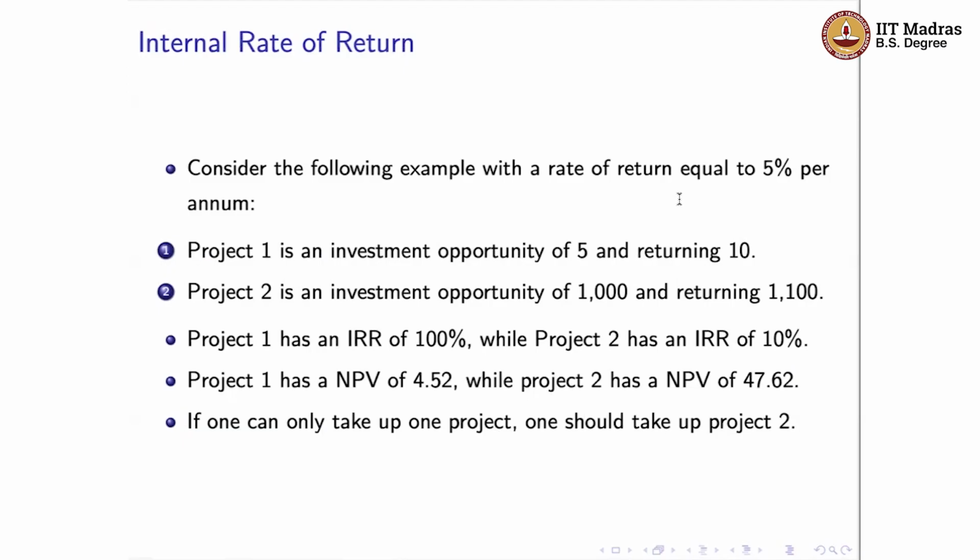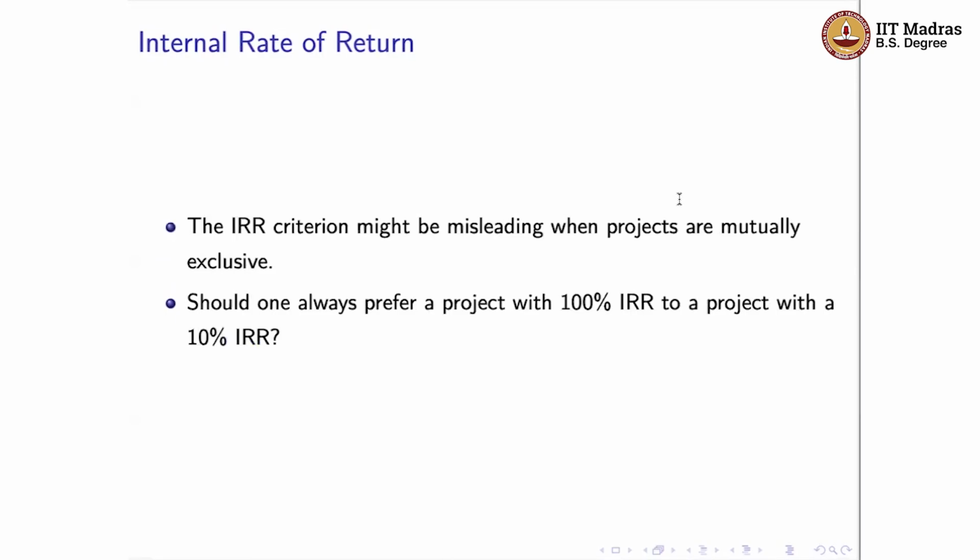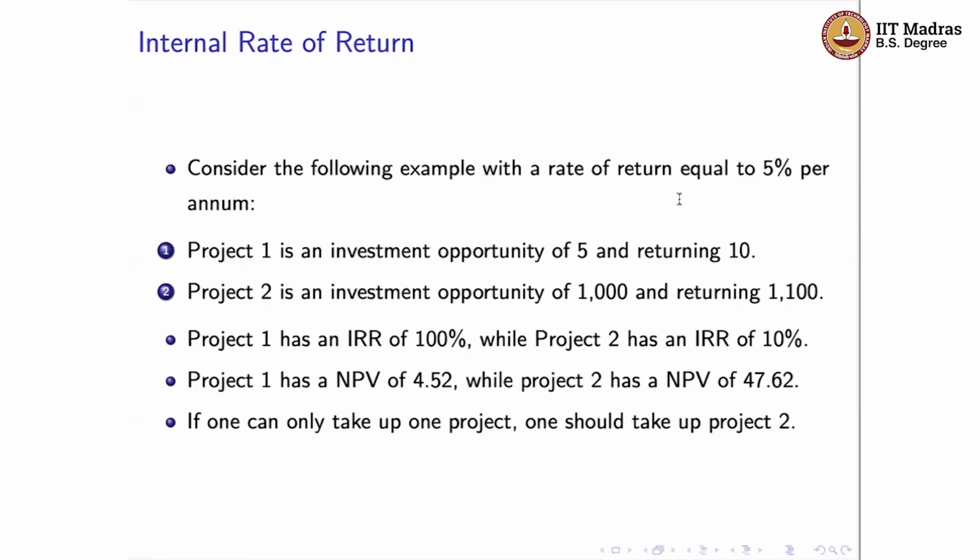So if you now calculate the IRR, it's pretty clear that in the first case, the IRR is 100%. And in the second case, the IRR is actually 10%, right? So as per your intuition in this case, you would have thought that you'd prefer the first one to the second one. However, if you calculate now the net present value, you will see that in the first case the net present value was only 4.52, whereas in the second case the NPV was 47.62, right? So this would suggest that if you only have to take up one project, then one should actually take up the second project, right?